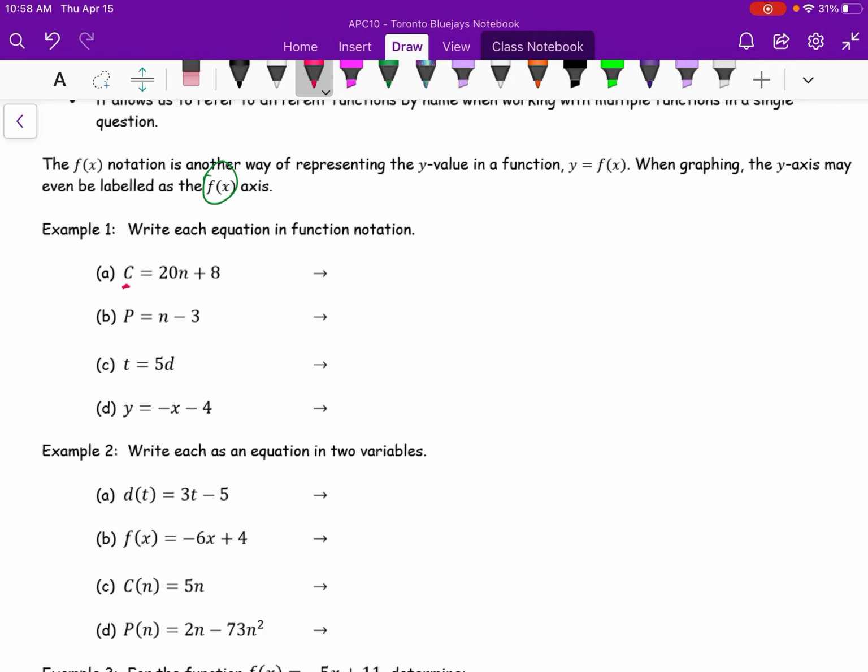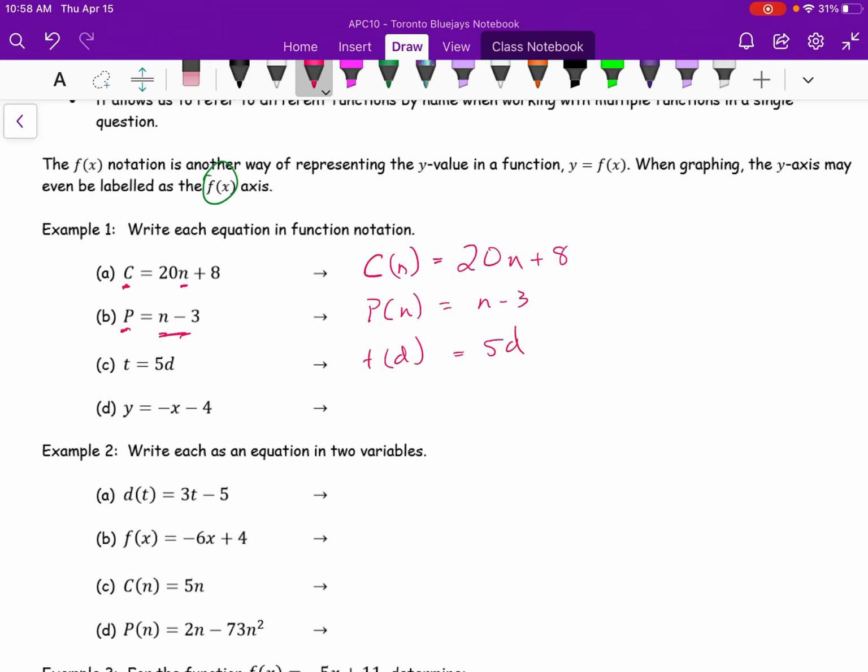My variables are c and n. Those are my two variables. So if I want to write this in function notation, c of n. Now I know that c is determined by the variable n. How? By taking 20 times n plus 8. So p of n minus 3, simply because p is determined by the rule where n was an input. Similarly, t of d.